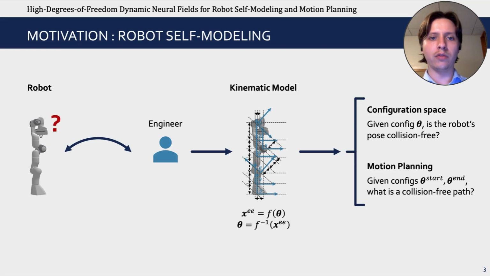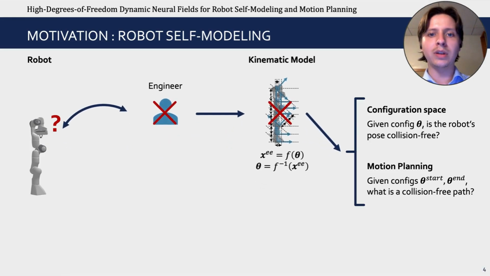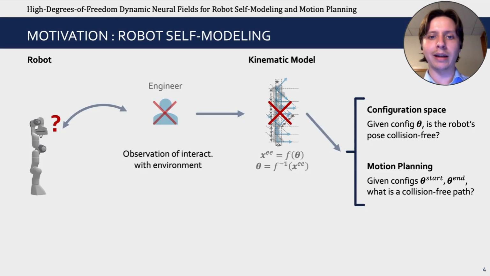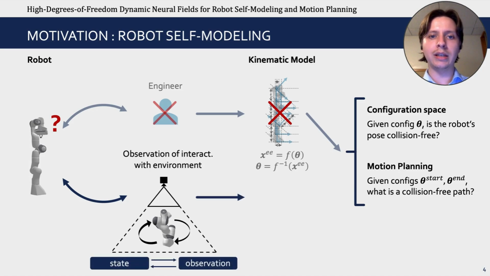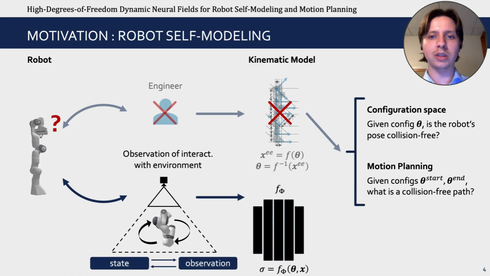What, however, if the robot is damaged, upgraded, or simply unknown? Here, it is important to give the robot the ability to infer its own kinematics without a human in the loop. This is the objective of robot self-modeling, the robot's ability to learn a model of itself from observing its behavior in the environment. We cast this problem as a conditional 3D reconstruction problem from 2D images.